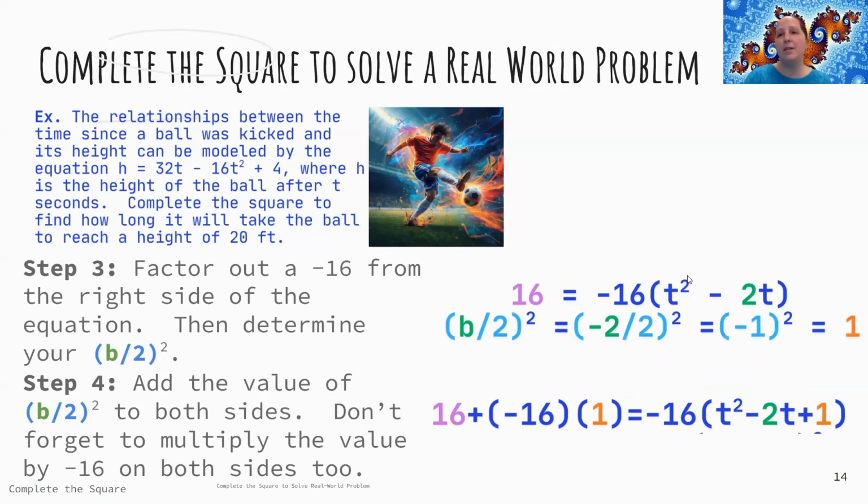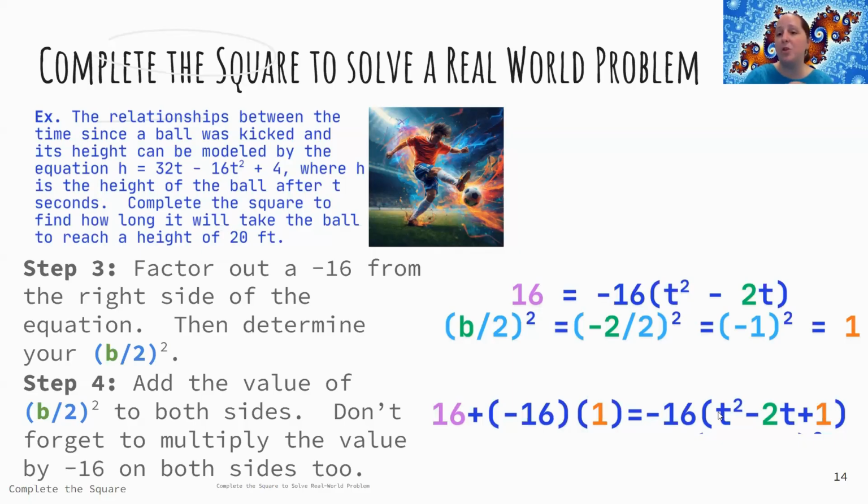So I factored out a -16. So -16 came out on with the t squared, and it was +32. So it became -2. Now I need to figure out my b divided by 2 squared. So I substitute my value of b, which is -2. -2 divided by 2 is -1. Then -1 squared is 1. Okay, I add that value to both sides.